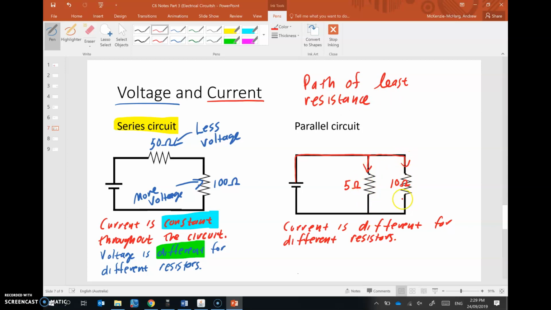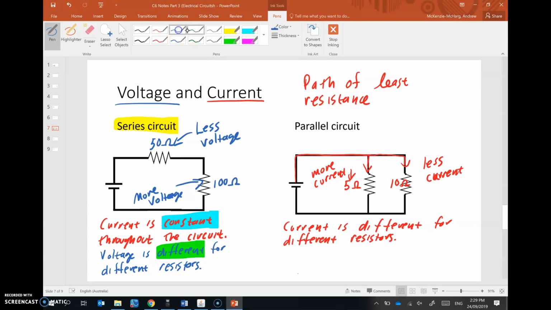Some will still go through the 10 ohm resistor, but the 5 ohm resistor will get more, so it's going to get more current. And the 10 ohm resistor will get less current. So that's why current is different in different parts of a parallel circuit.